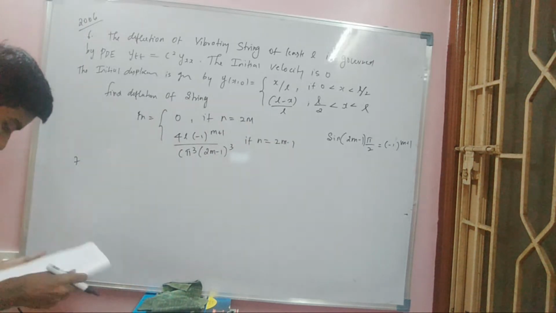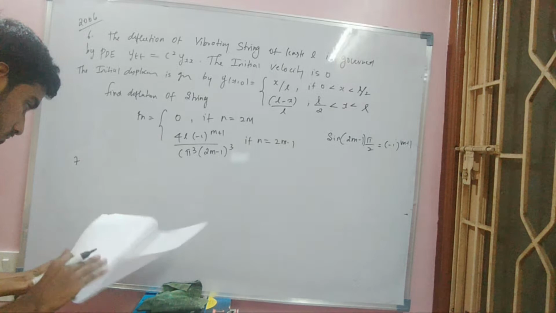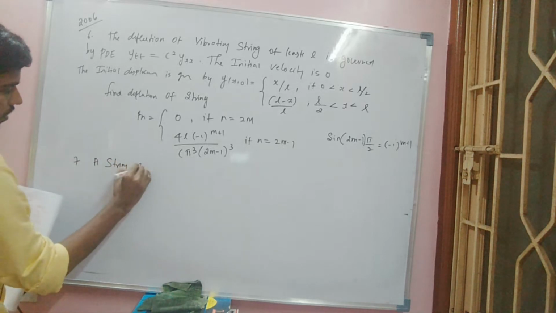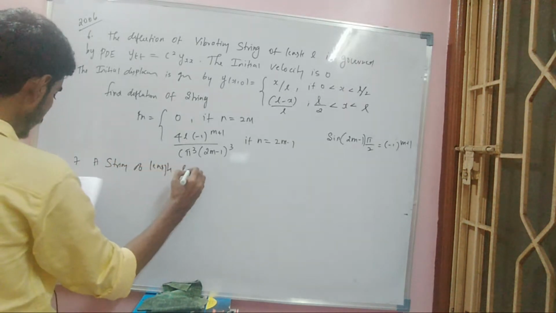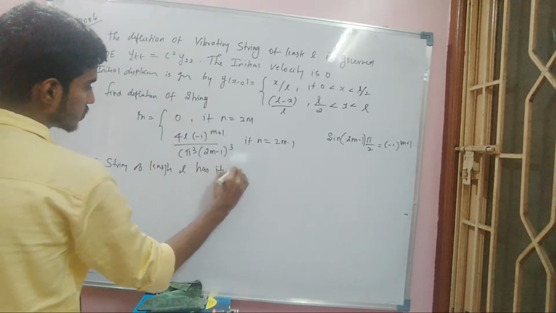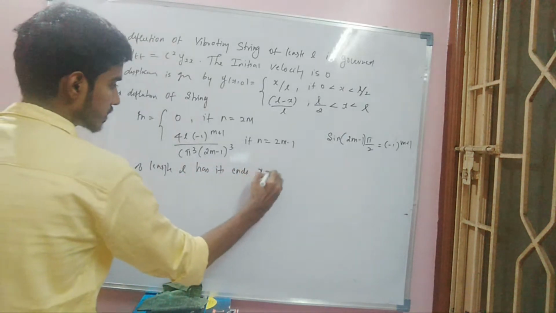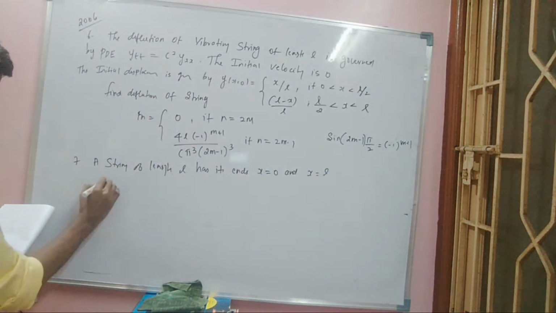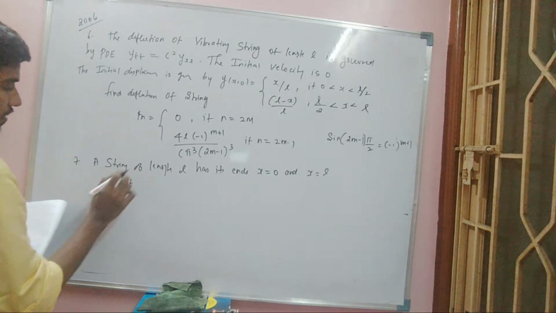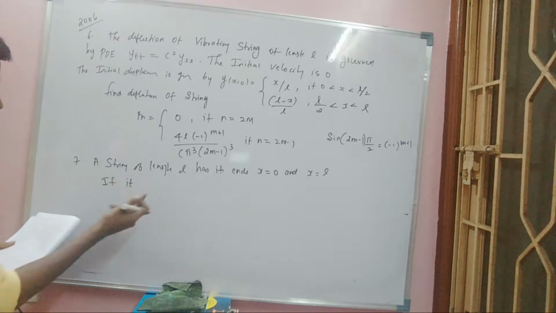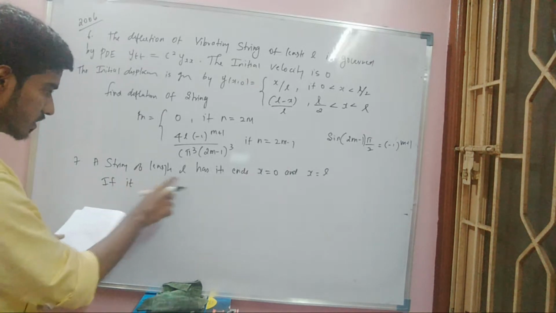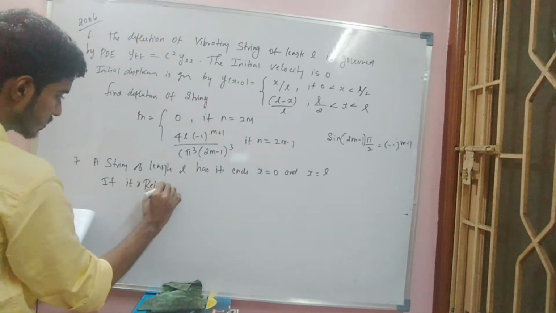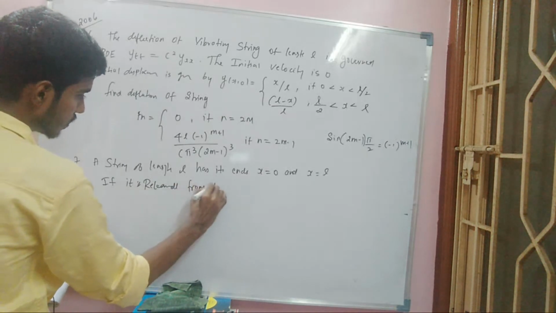So the seventh problem. A string of length L has its ends at x is equal to 0 and x is equal to L. If it is released from rest, so in the first problem we had initial displacement equal to 0; here, if it is released from rest, that means the initial velocity is 0.